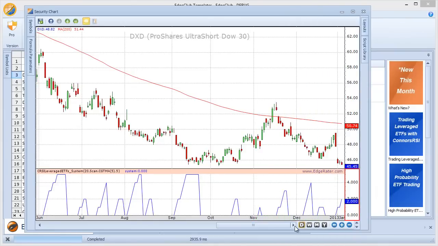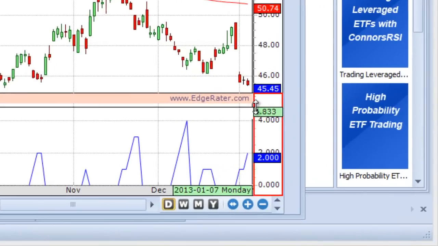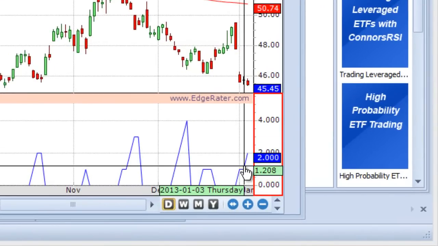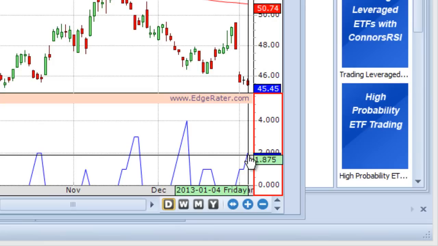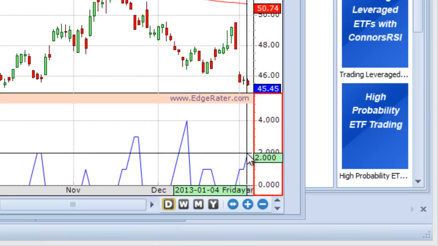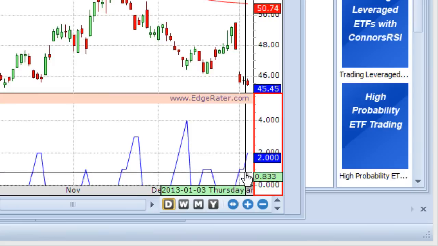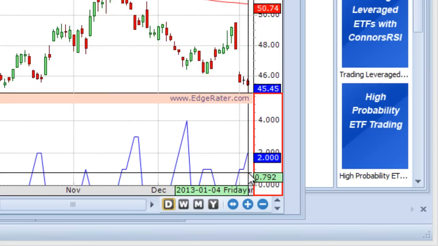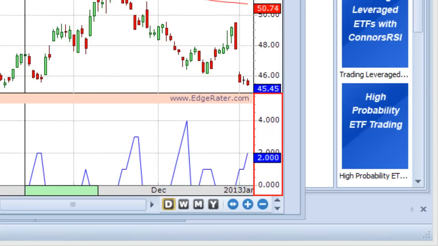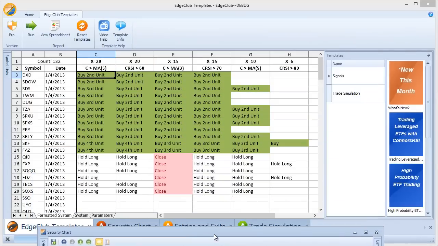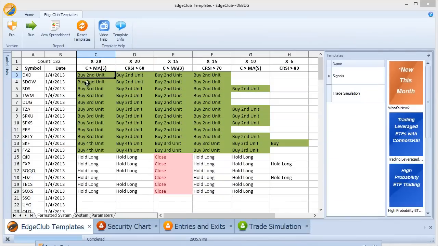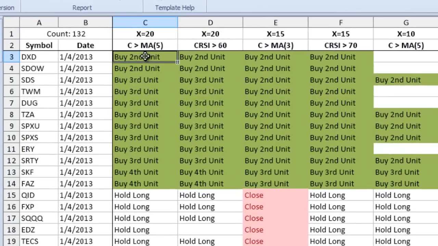If we look at the very last bar of the chart, we can see that it's currently, this blue line here tells us what level of scaling we're currently at. We can see that it's at 2, which is what we would expect. It's given a signal because yesterday it was at 1. So today's signal is buy 2nd unit. You don't have to look at the chart. The worksheet actually tells you exactly what's going on. It's showing you here it's on a buy 2nd unit.